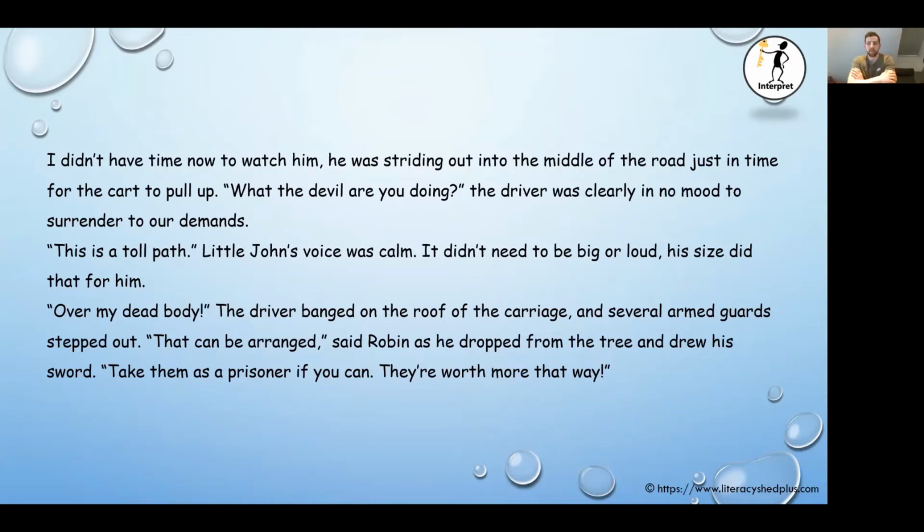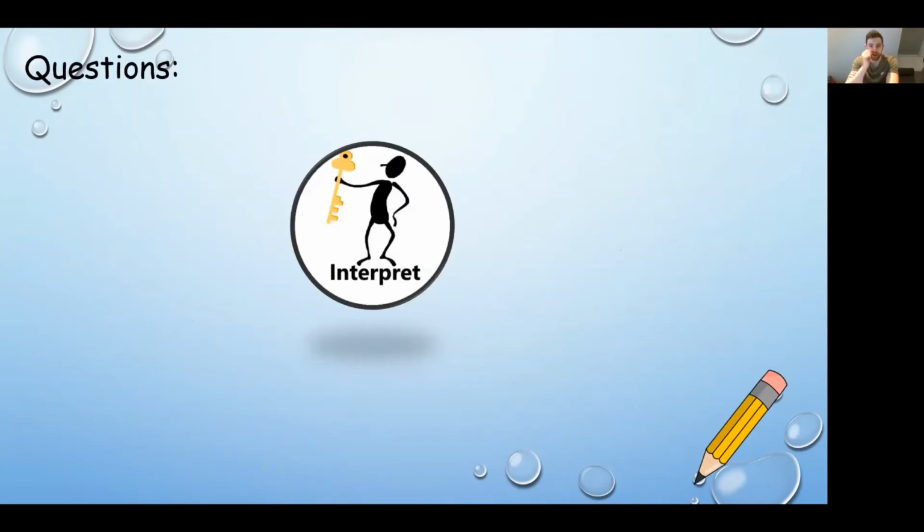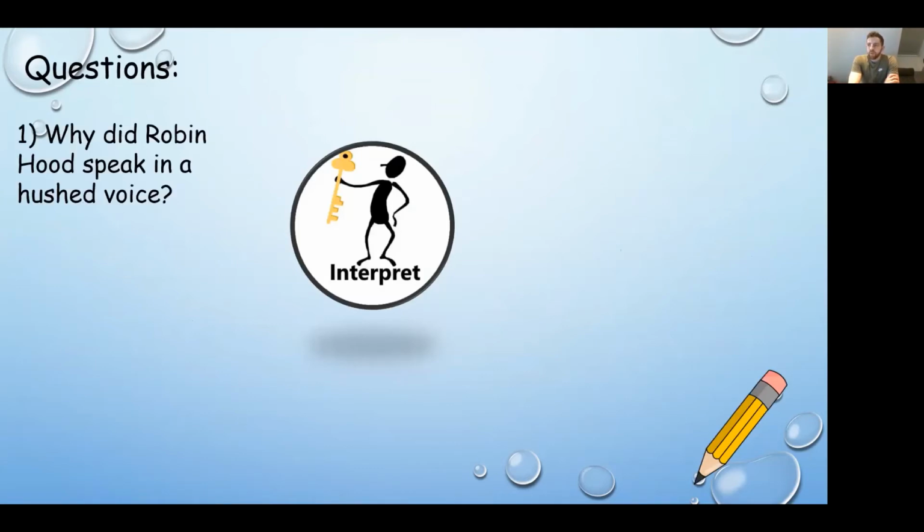Okay, so there is our ambush text, and you'll find this in your home learning. And here are our questions. So we're looking at interpret today, and I have 6 questions for you to answer. The first question is, why did Robin Hood speak in a hushed voice? And remember, we looked at the word hushed on Monday during our explain lesson.